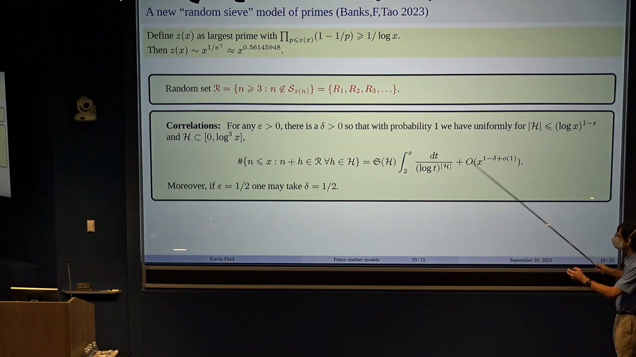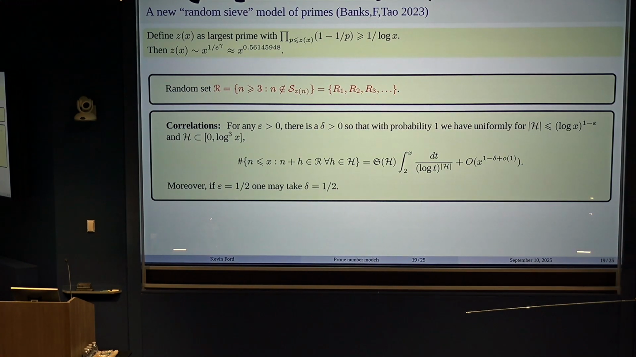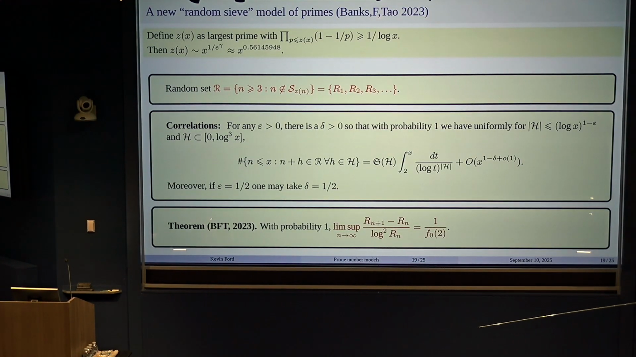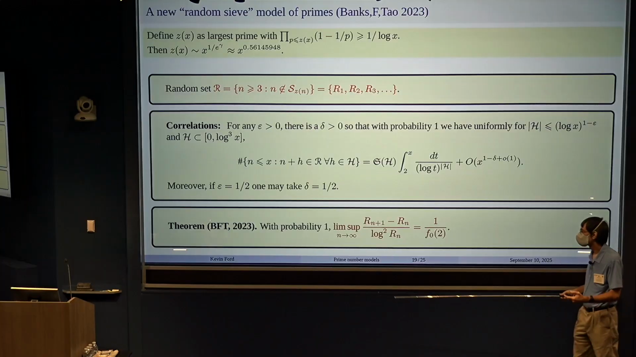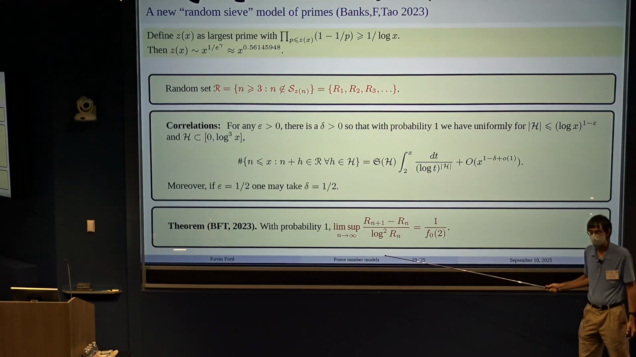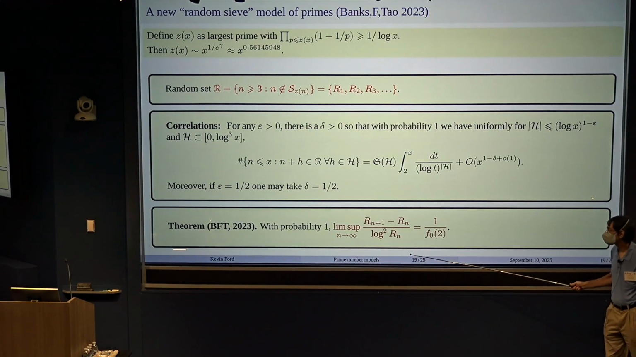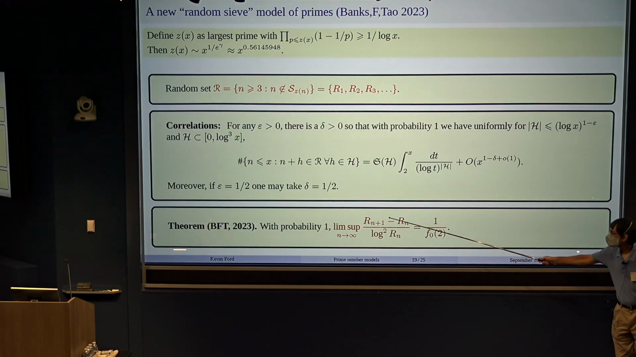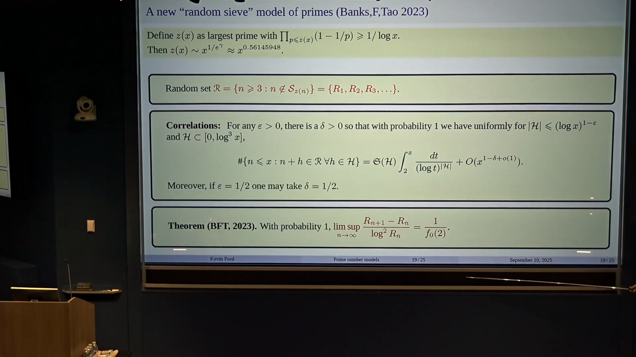Now, the exact details are not so important there, but the point is we have a very, very precise Hardy-Littlewood conjecture. And again, this is a much more complicated calculation, but we have a theorem that tells us about the gaps in this set. And again, this 1 over little f02 is appearing.